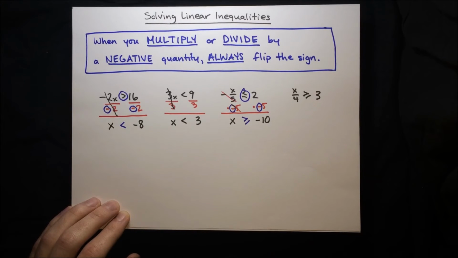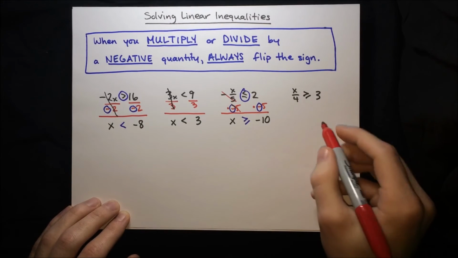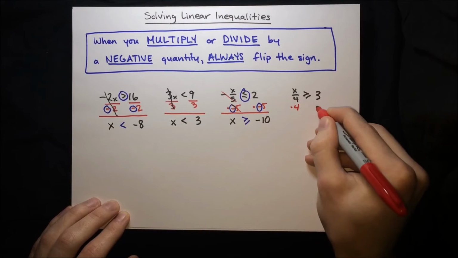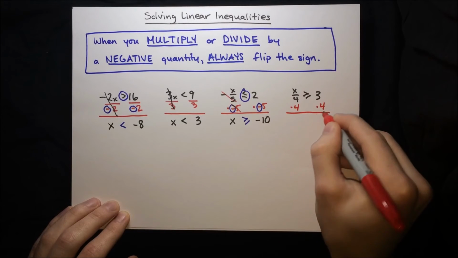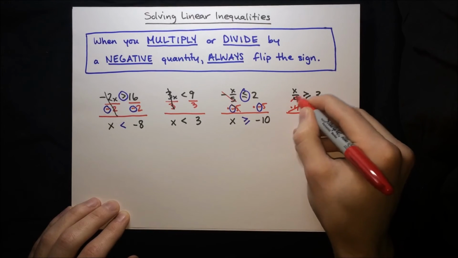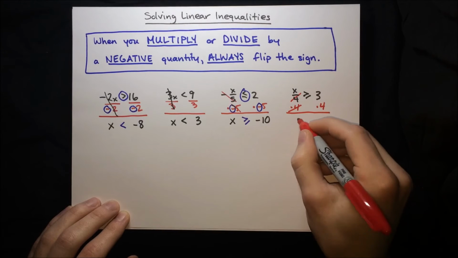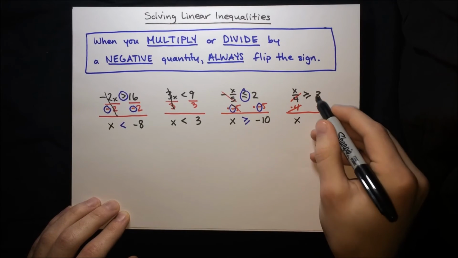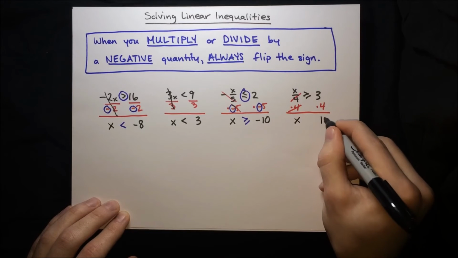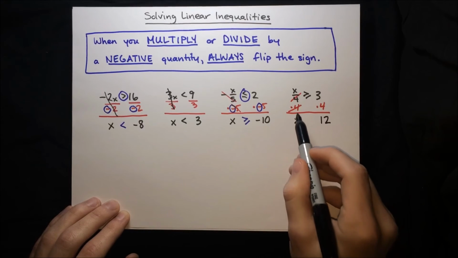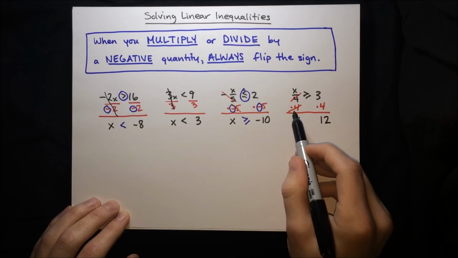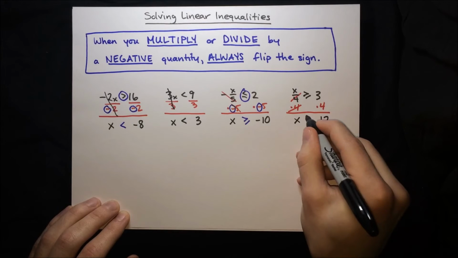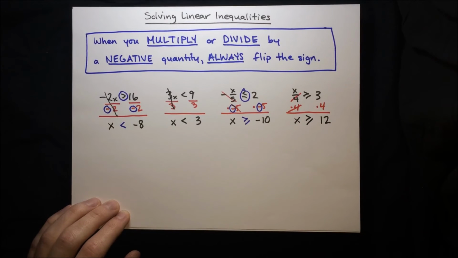And our last example, x over 4 is greater than or equal to 3. To cancel out that over 4, we can multiply by 4 on both sides. Then the times 4 cancels with the divided by 4, and we just have x on this side. And we have 3 times 4 is 12. And since we didn't divide or multiply by a negative number, our number here, 4, is positive, we don't flip the sign. So it stays x is greater than or equal to 12.